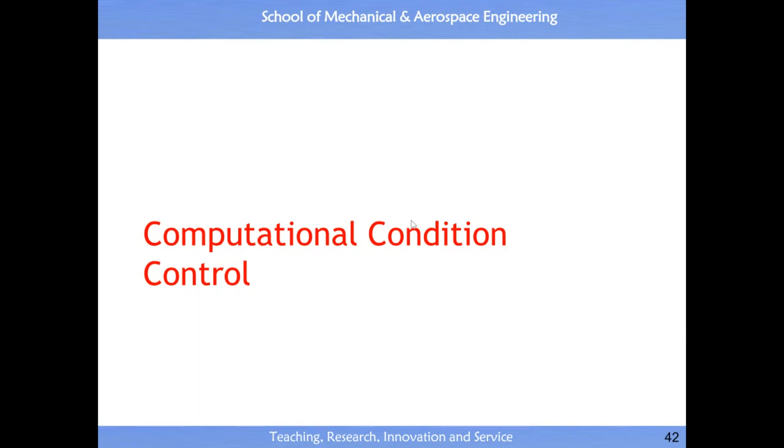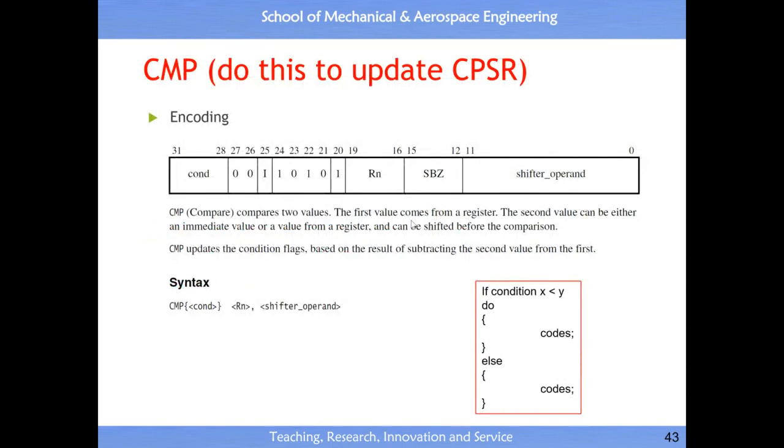Now we look at the scenario to undertake computational control, or conditional computation, to control the computational condition in order to achieve conditional computation. Then the first thing we need to do is to produce the status of a computational result, so we can use this instruction to compare two values or two input numbers, whether they are equal, whether one is greater than another one, or one is smaller than another one, in order to produce the status of a computational result. Then we use that status to undertake a conditional computation. Okay, so you understand the principle.